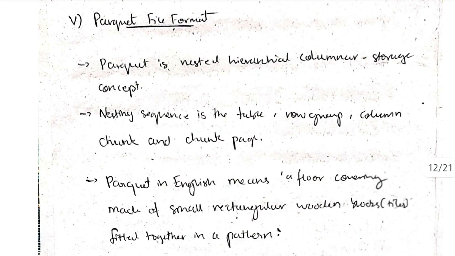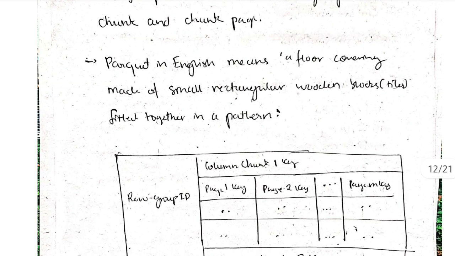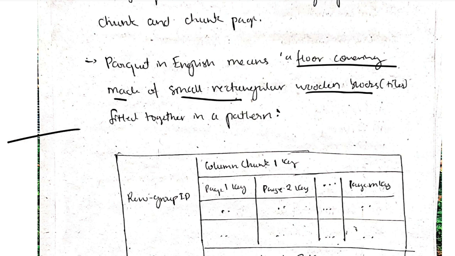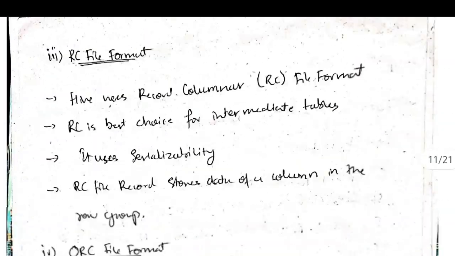Next we have the parquet file format. In parquet file format, it is nested. This is the main thing you need to remember. In the nesting, we can nest the row group, column group, and the chunk pages. Parquet means the floor covering made of small rectangular wooden blocks, fitted together in a pattern. These are the small blocks fitted together in a pattern. So that's what parquet is. This is how it looks in the memory. If you want, you can make this diagram in the answer script. And that was about the tabular data format.